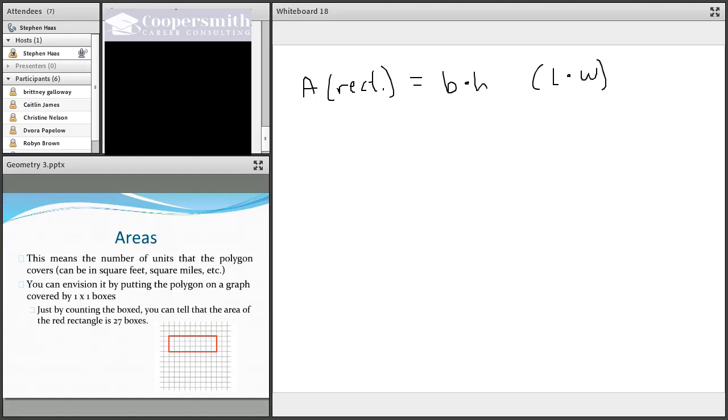Just multiply it. Now, the red one on the slide, you can see it's 3 high. If you count, you can see it's 9 wide. So it's 9 times 3, and so the area is 27. That's a pretty simple one. So the area of a rectangle is base times height.